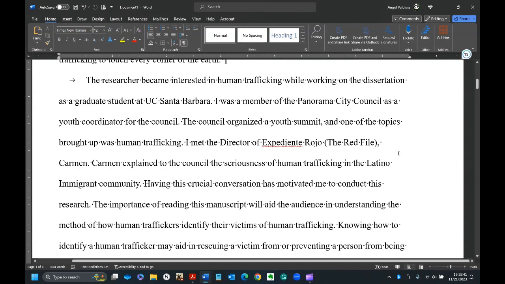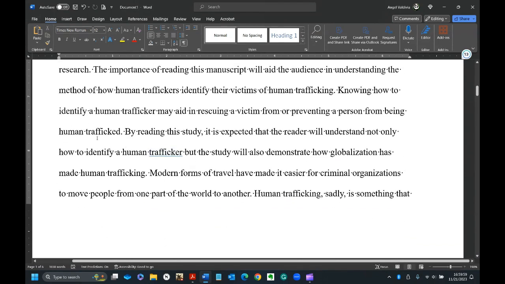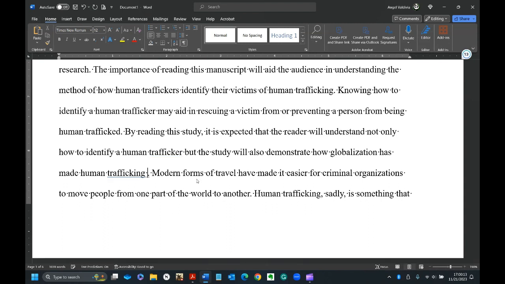The importance of reading this manuscript will aid the audience in understanding the method of how human traffickers identify their victims of human trafficking. Knowing how to identify a human trafficker may aid in rescuing a victim from or preventing a person from being human trafficked. By reading this study, it is expected that the reader will understand not only how to identify a human trafficker, but the study will also demonstrate how globalization has made human trafficking easier to accomplish. And sorry about that.